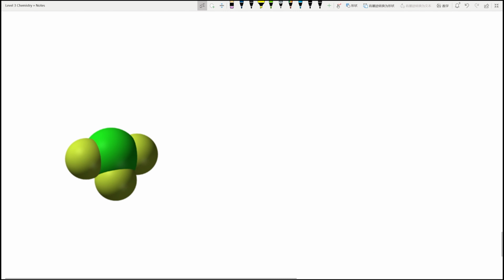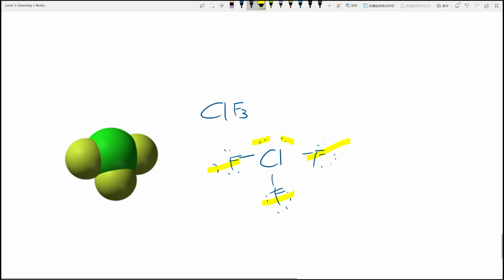Okay, last one. Last one, we can do ClF3. ClF3 looks like this. I should do it this way. If you try to draw the Lewis diagram of ClF3 yourself, you're going to see it has two lone pairs of electrons. So how many regions of electron density does it have? 1, 2, 3, 4, 5 regions of electron density. Five regions, three of them are connected, which is that, that, that.